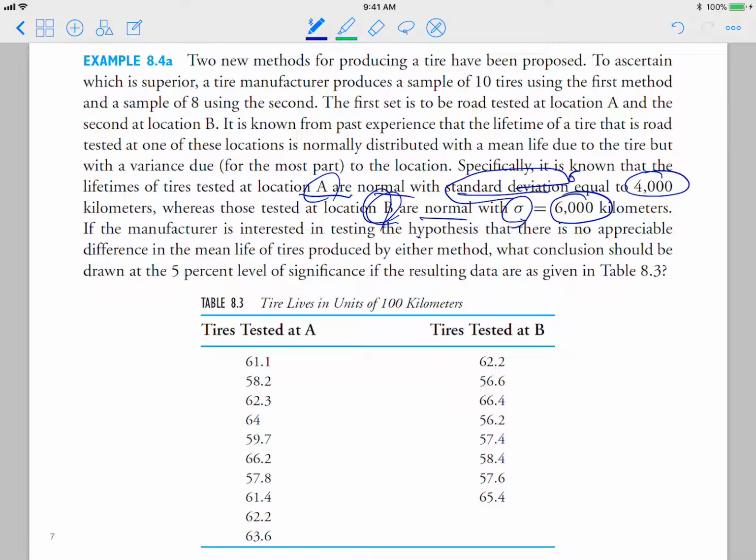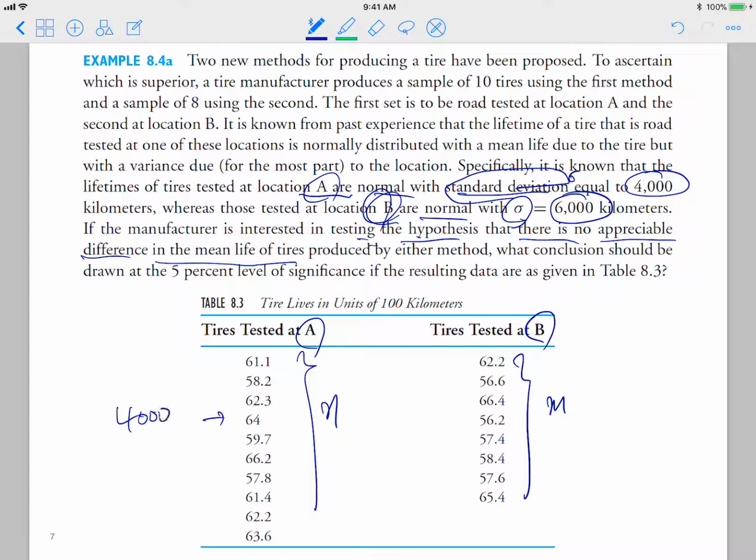But anyways, we are testing the hypothesis that there is no real difference in terms of the mean life of these tires. So these are the observed life durations of tires from A and B. And then we can correspondingly obtain n and m, and this one has 4,000 as a standard deviation, and 6,000 as the standard deviation for group B, or population B.